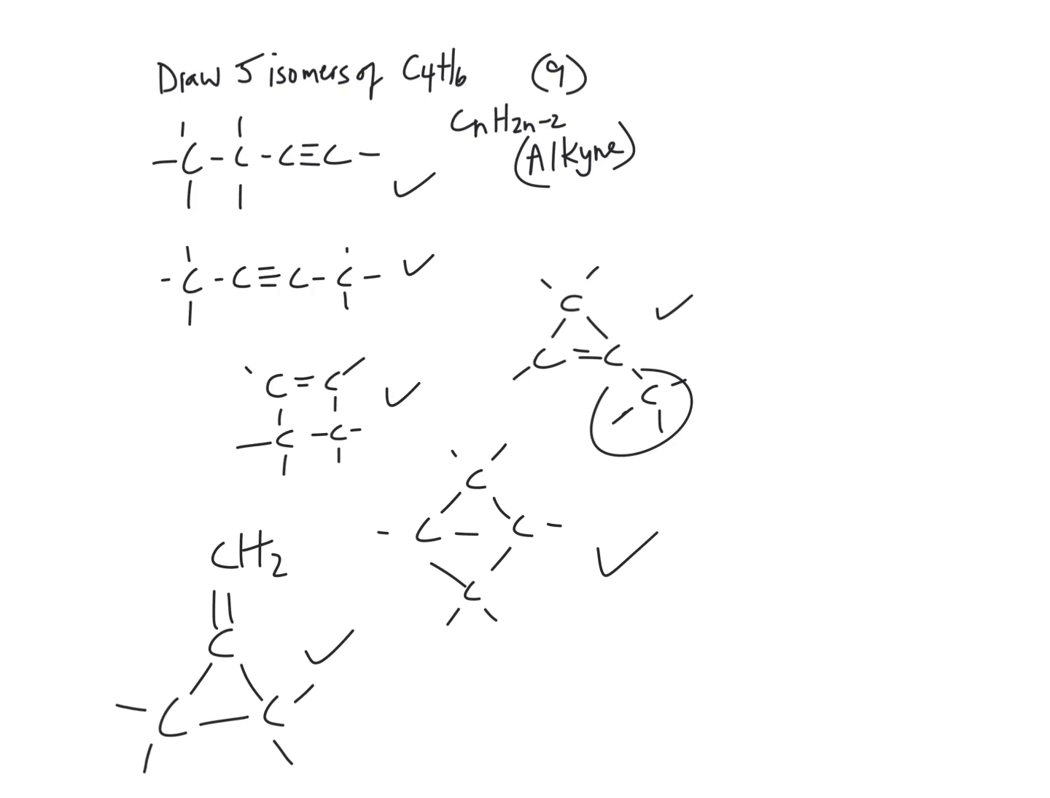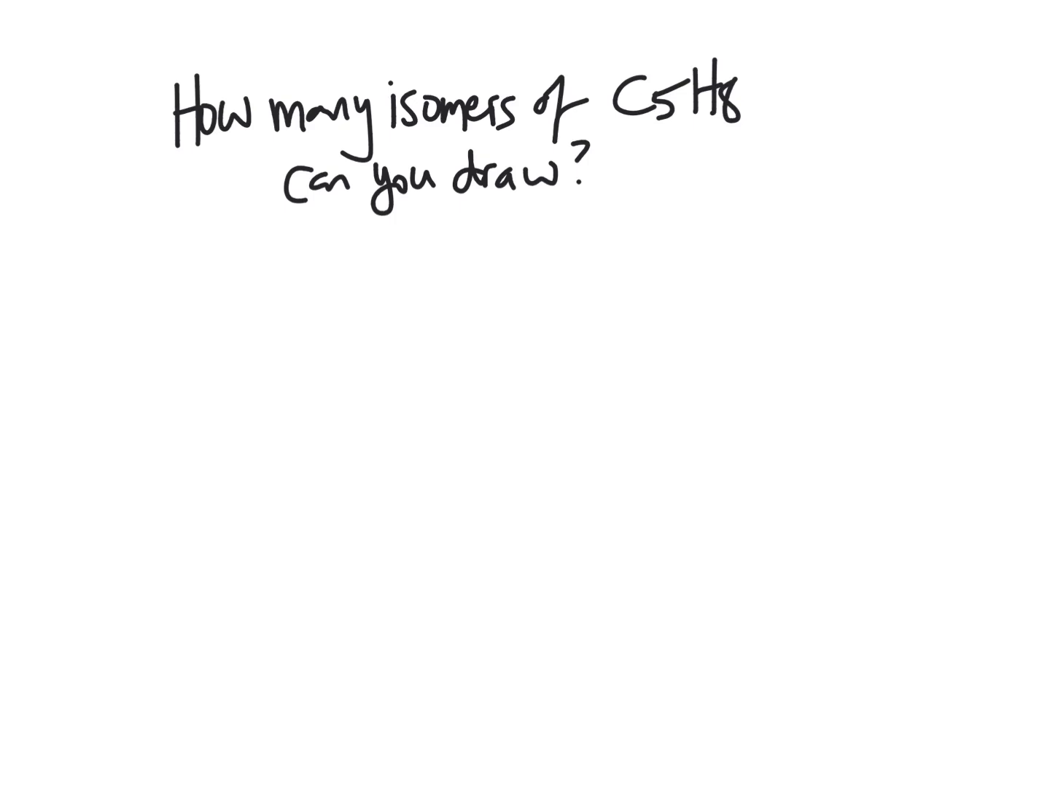But you get the gist of this. Some of them, like I was saying, there's 28 or there's 35 or there's 110 or there's 1,000 of them. And as you can imagine, as you add carbons and hydrogens, you can really go on and on for this. Okay, if you're feeling like a real animal, pause the video and see how many isomers of C5H8 you can draw. Go.